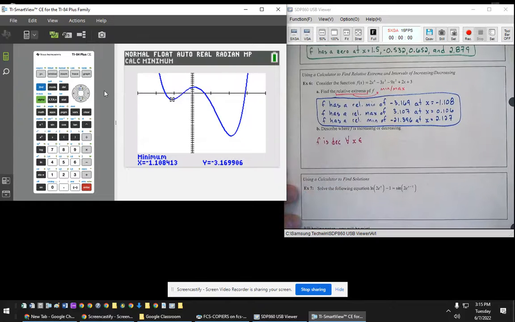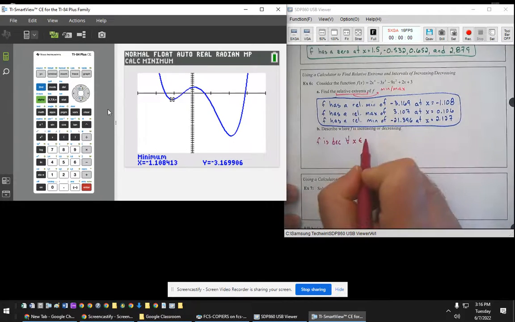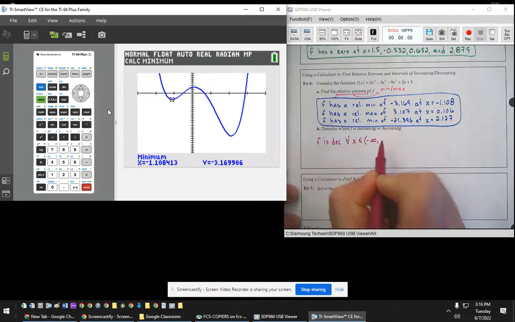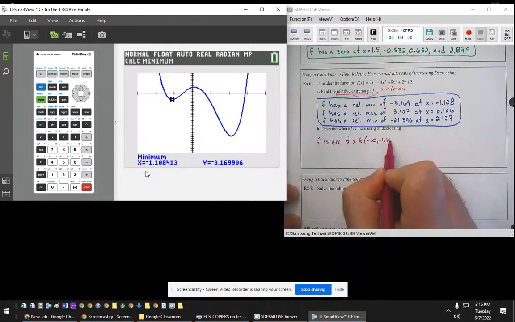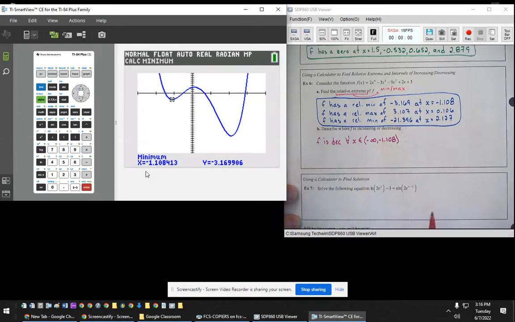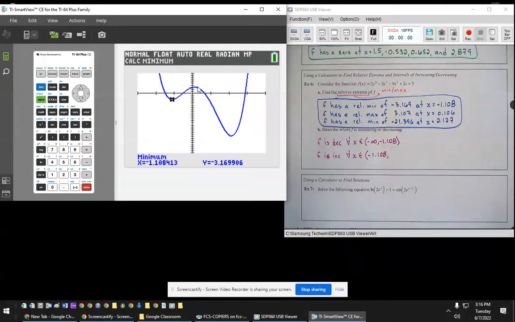So my graph starts decreasing from up at infinity, but I'm naming the x values. So I'm looking left and right. My graph starts decreasing all the way at -infinity until this x value, -1.108. Now, if you stop decreasing, what do you start doing? I start increasing. So my graph stopped decreasing at -1.108, so it starts increasing at -1.108.